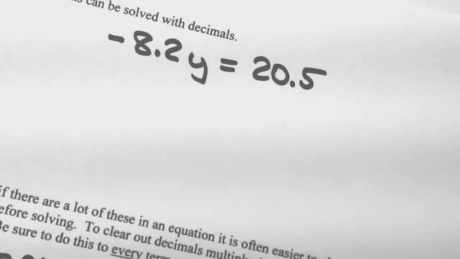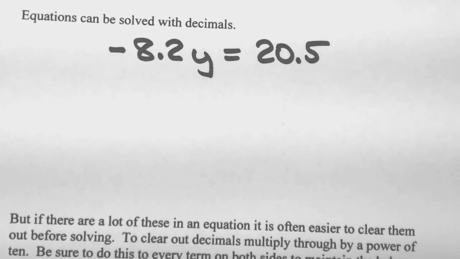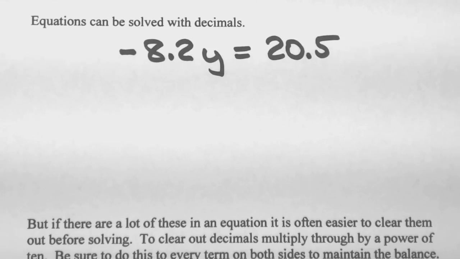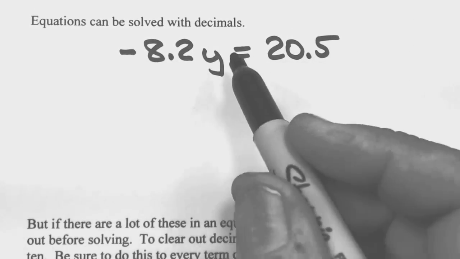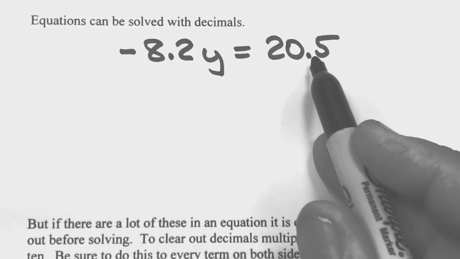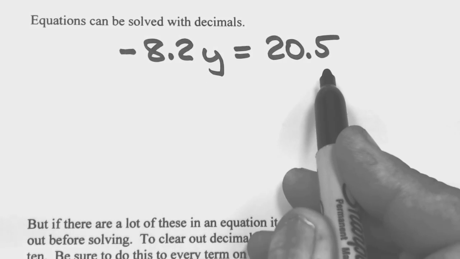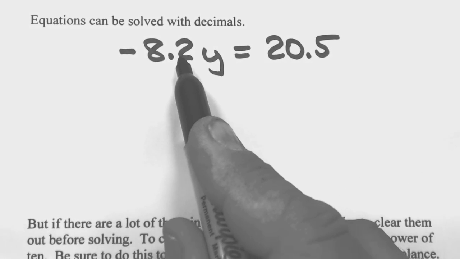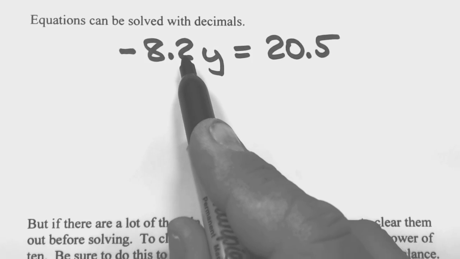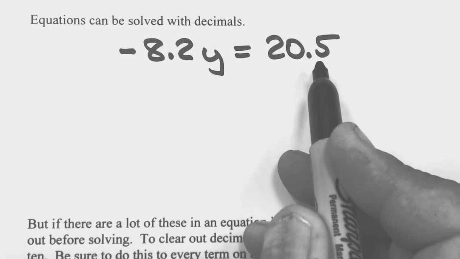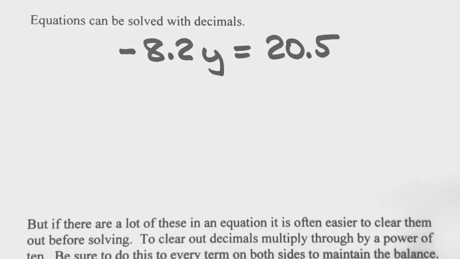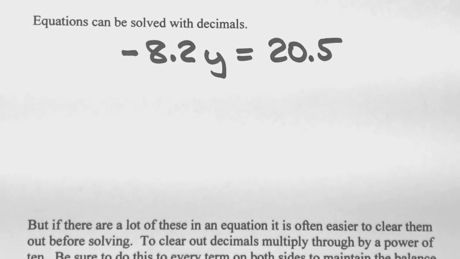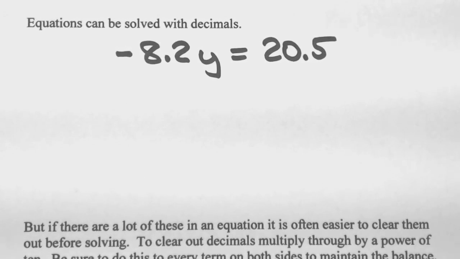Okay, well, similar ideas go on here with decimals. First off, if you only have a couple of them here, and in particular, if they have the same number of decimal places here, this one's just one decimal place, and this one's one decimal place, then in that particular case, you know, it's not worth clearing them out. You can go ahead and solve these just like it is.